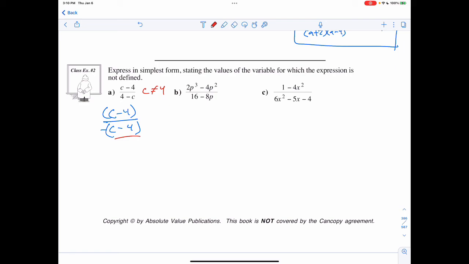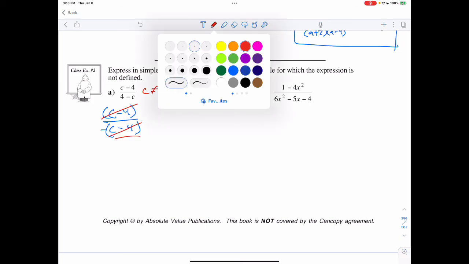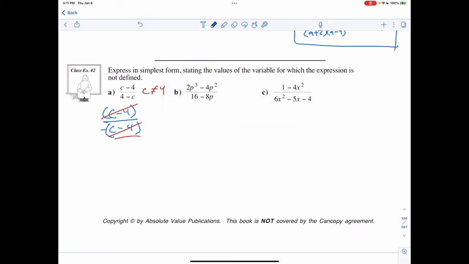And then when I divide anything by itself, then I'm going to wind up with 1. But because I have a negative in the denominator, it's actually going to be negative 1. So all of this simplifies to negative 1, where c cannot equal 4. And there's my simplified form.